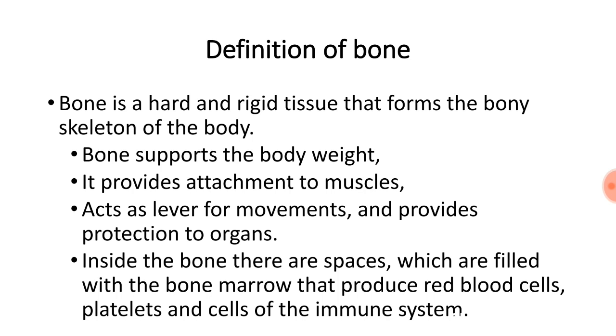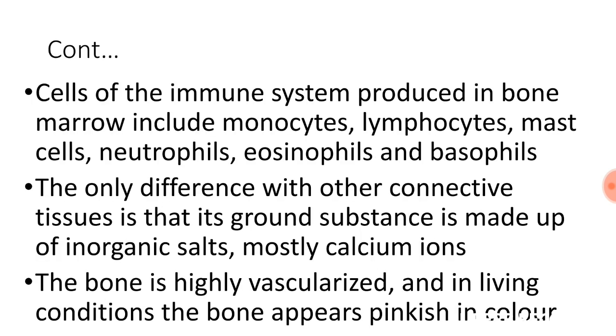And inside the bone there are spaces, kuna nafasi ambayo imekuwa filled with bone marrow. Bone marrow is responsible to produce red blood cells, seli nyekundu za damu, platelets, pamoja na seli zingine ambazo zinatengeneza mfumo wa kinga. The cells of the immune system produced in the bone marrow include monocytes, lymphocytes, mast cells, neutrophils, eosinophils, and the basophils. So hii ni mifano ya seli ambazo ni immune cells ambazo zinakuwa produced na bone marrow ambayo inakuwa found kwenye spaces ndani ya mifupa.